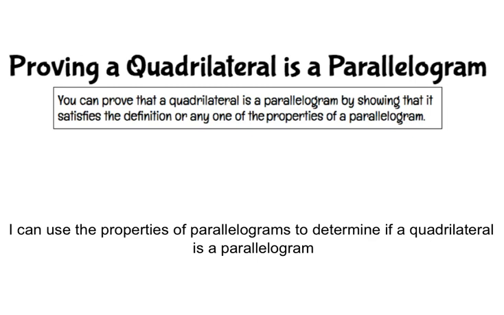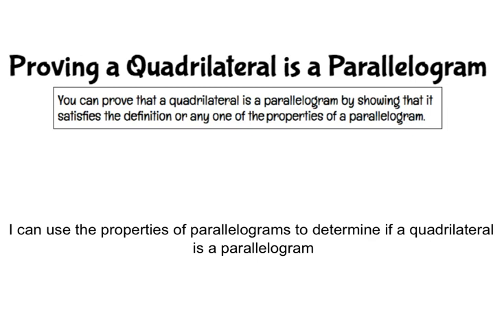So today piggybacks off of yesterday. Yesterday we learned about all of the properties that make a parallelogram. Now today we are going to do the backwards effect. We are given a shape that looks like a parallelogram, and then we have to say if it is one or not based on if it fits one of our properties, okay?